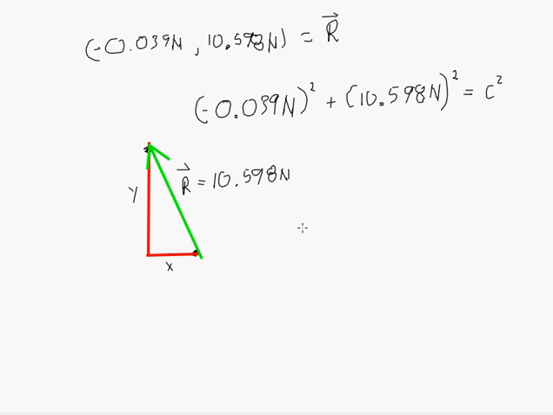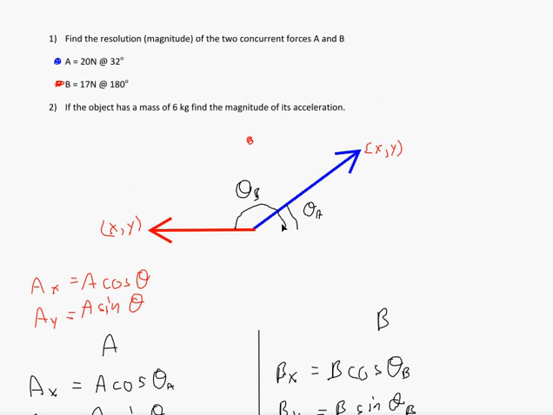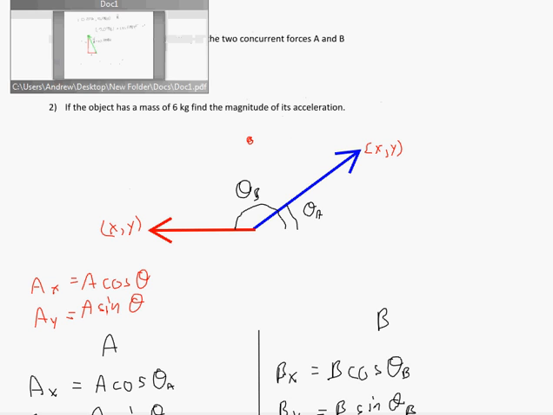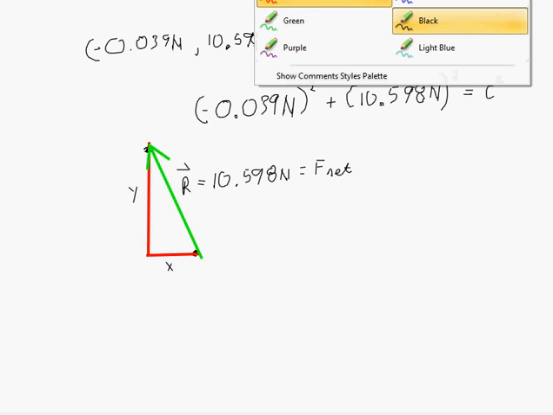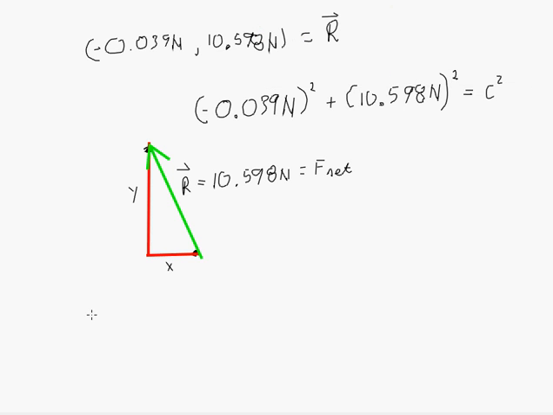Now, the one thing to realize, guys, remember when we go back to the very beginning, these were two concurrent forces. And when we find the resolution or resultant of two concurrent forces, this value right here, very important to realize, is our F net. Wow, that turned out actually looking pretty cool. Alright, so we've got our F net, or our resolution of two forces.